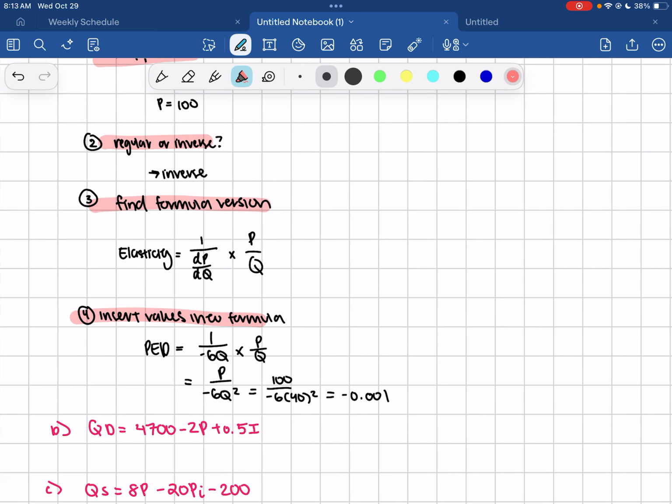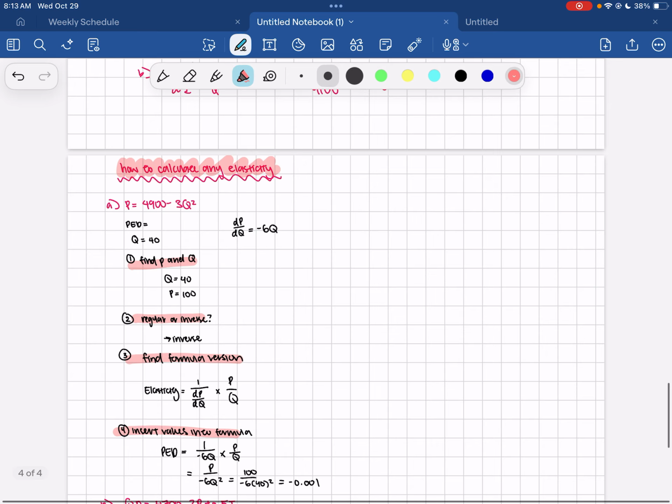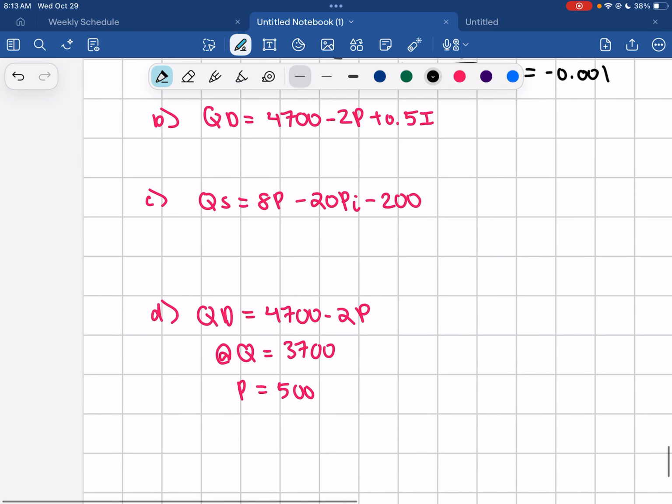All right, I hope that helps to solve the inverse equation. Now let's move on to the next question.